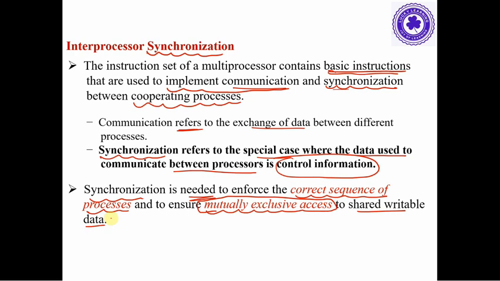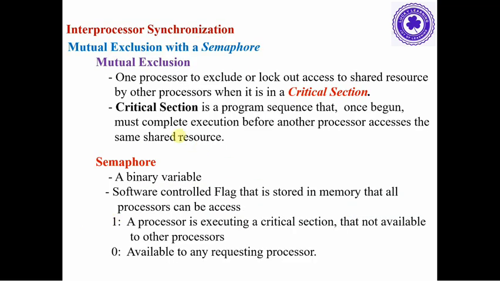When one processor is accessing the shared resources and the shared writable data, the other processor has to wait. Now, this is a bit more related to operating systems. We call it mutual exclusion with semaphore. What is mutual exclusion? It is one processor excluding or locking out access to shared resources by other processors. A processor has to lock out access by other processors when it is in the critical section.